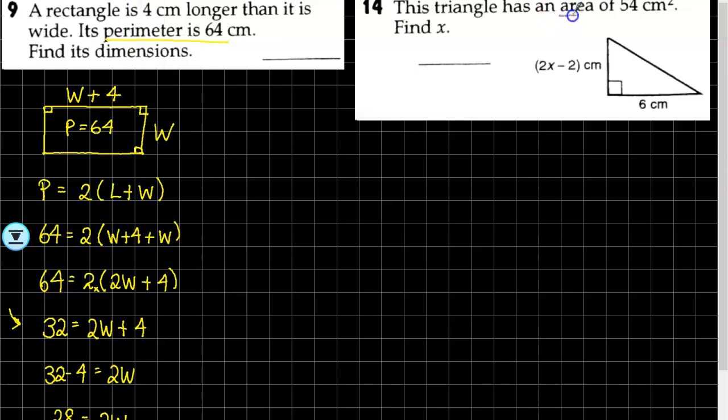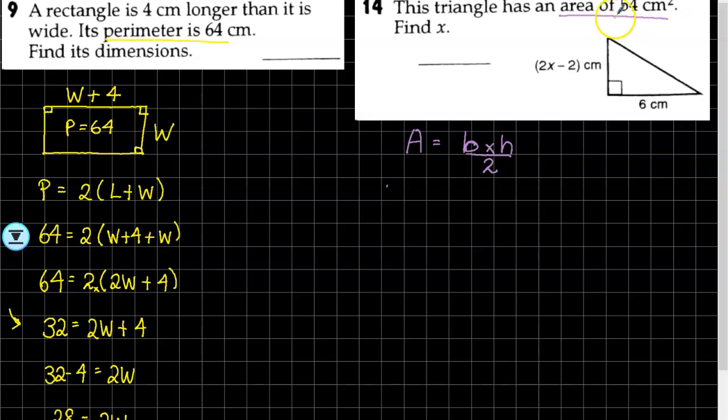A triangle has an area. We've got a triangle and we've got area. So I hope one of the first things that you do is write down area. Area equals base times height, oh, my pen is playing up at the moment. All right, so we've got base times height over 2.